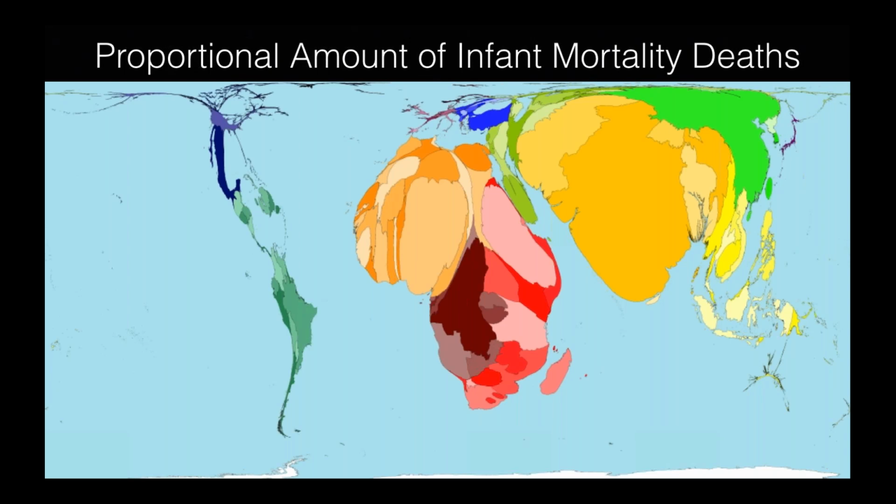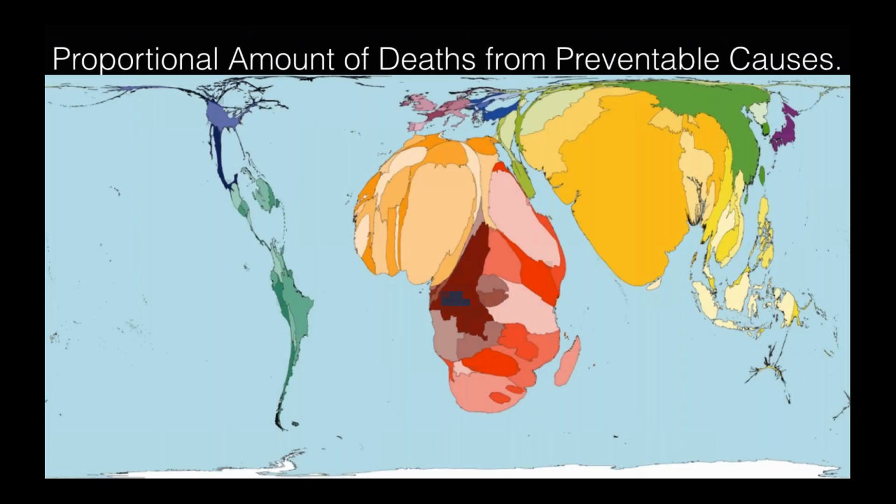The mistake is to think that this is somehow inherently connected to these places. What I mean by this is if we look at the proportional amount of mortality from preventable causes, we see that the overwhelming burden falls into poor countries such as Haiti. We see the continental burden on Africa and the Indian subcontinent quite large. 18.6 million preventable deaths a year, almost 50,000 a day.